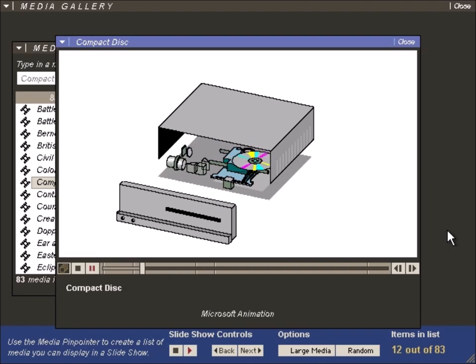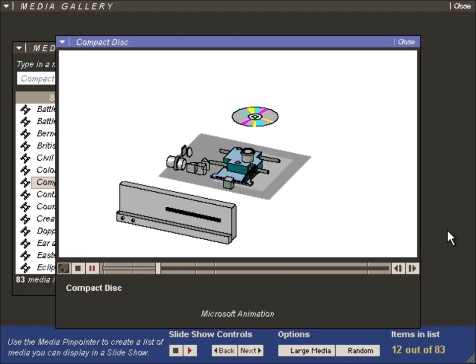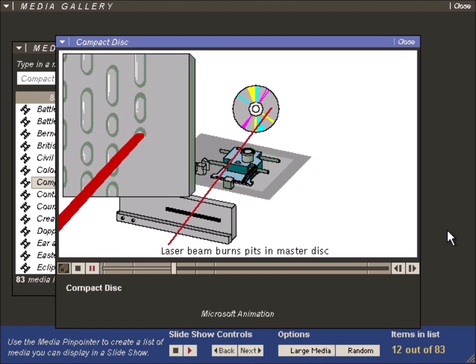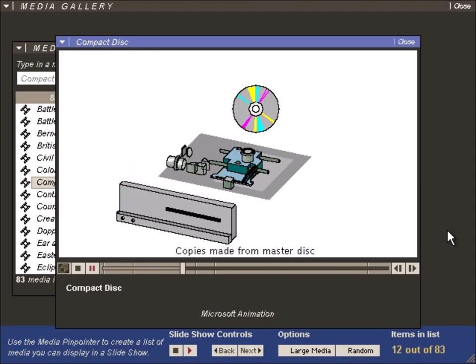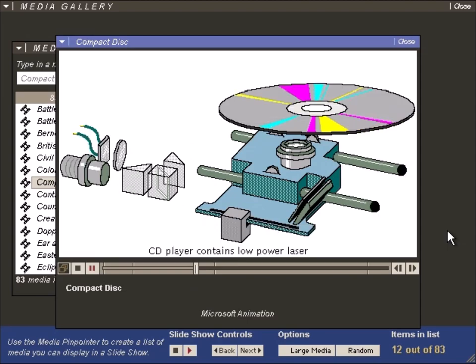A high-precision laser beam is used to burn microscopic pits in the thin metal layer of a master disc. The pits are laid down in patterns that can be read by a compact disc player. Thousands of CDs can be made from a single master disc.